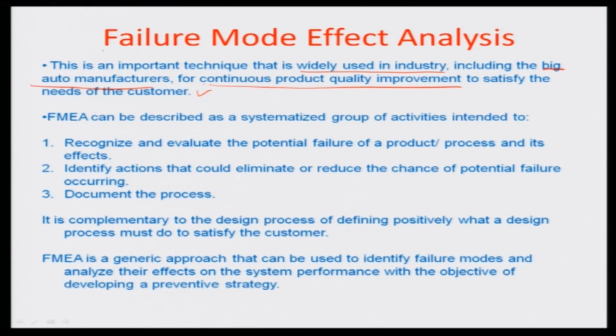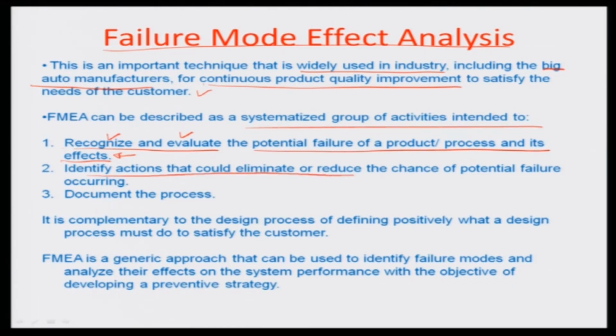So FMEA has in fact become the bread and butter of several engineers working at the process control level, and it can be described as a systematized group of activities intended to recognize and evaluate the potential failure of a product or a process and its resulting effect. Okay, so you have to list down the cause of the various failures, and then you'll have to again identify the most important cause. That is the whole purpose of the FMEA analysis. And then you identify some actions that could eliminate or reduce the chances of the potential failure occurring.